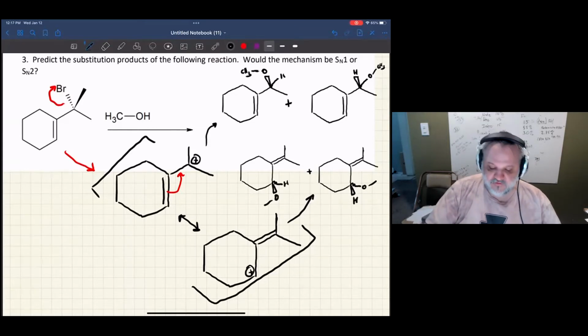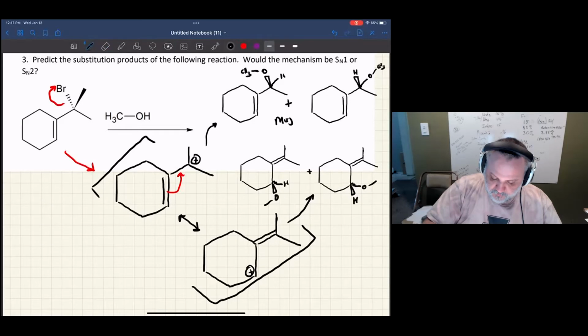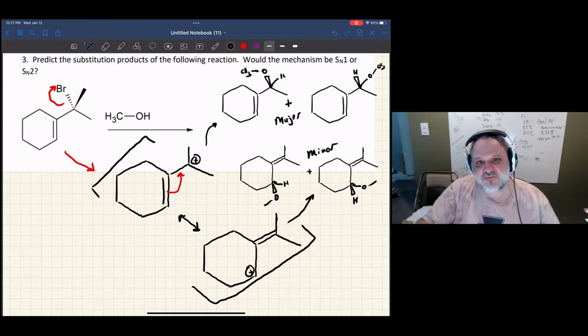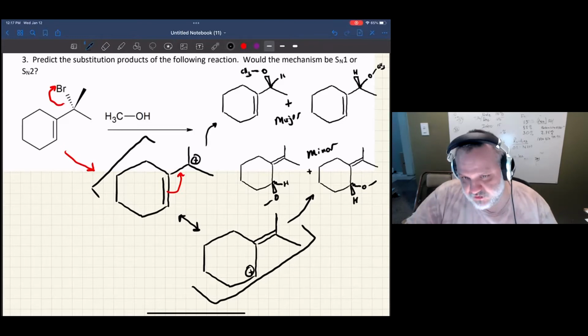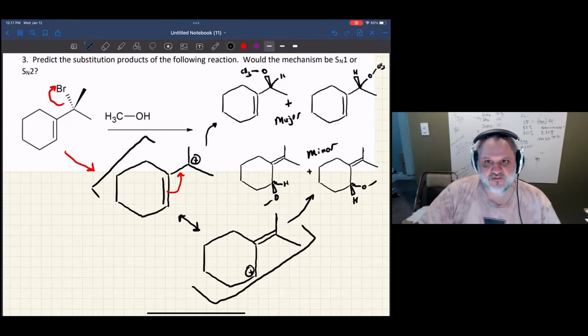Now, again, this one is major. This set is minor, but in each of the major and minor cases, I should get an essentially 50-50 racemic mixture. And again, this happened via an SN1 reaction.